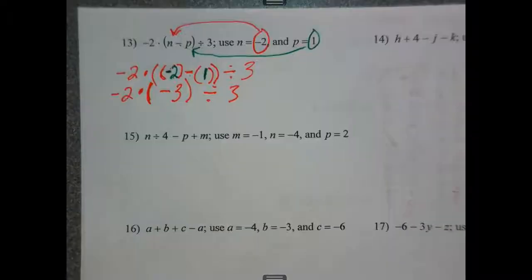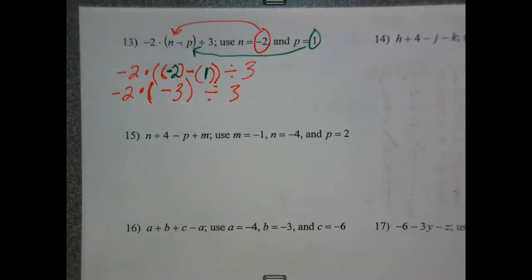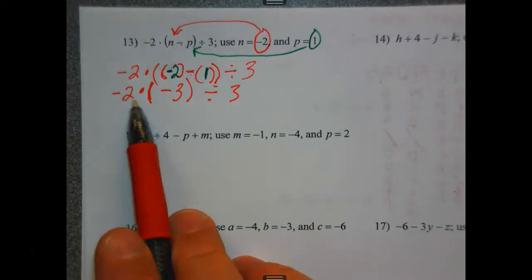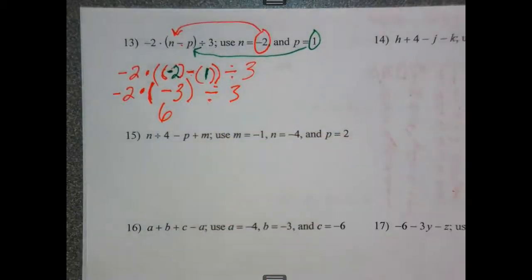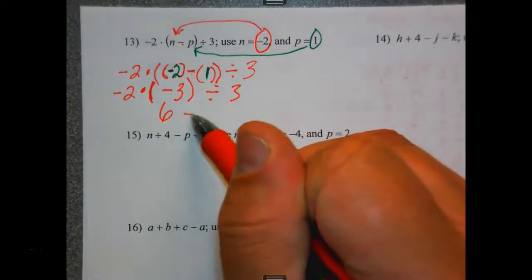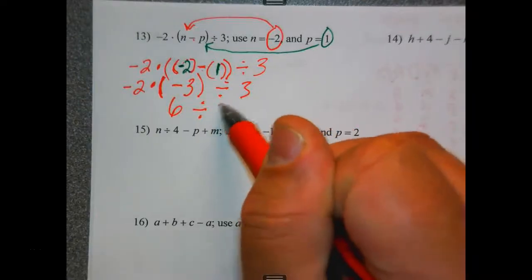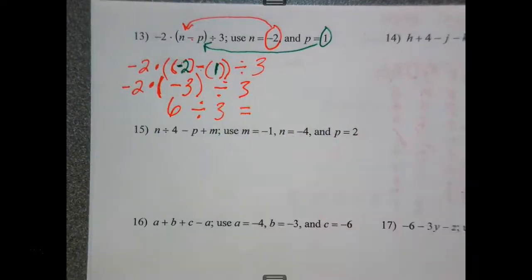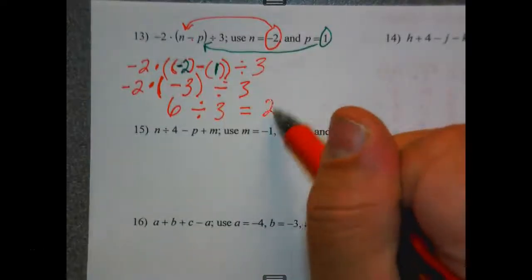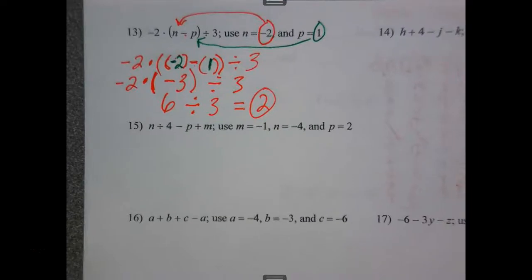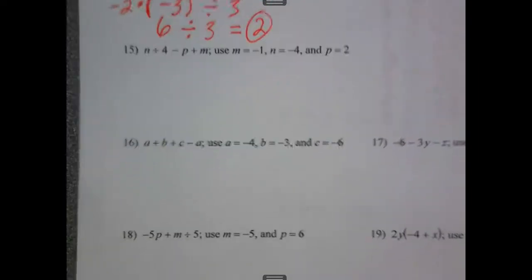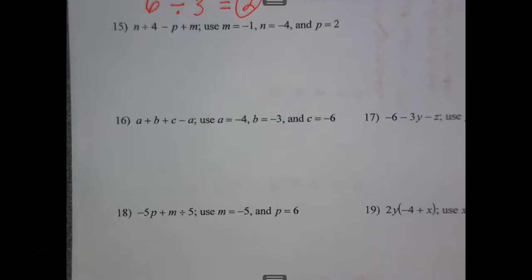Now I'm down to multiplication and division, so I'm going to go left to right. First thing I have, -2 times -3, +6. Okay, divided by +3, going to give me 2. So they kind of get harder. A lot of work. And it is a lot of work. See what other ones here they might try to trick us.